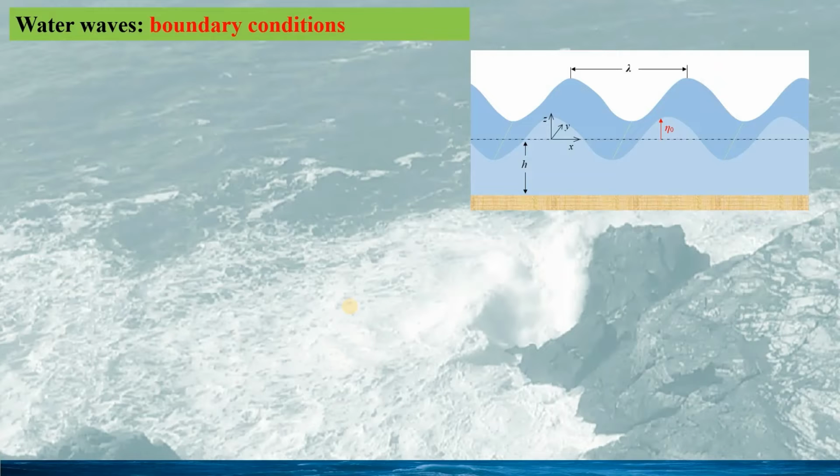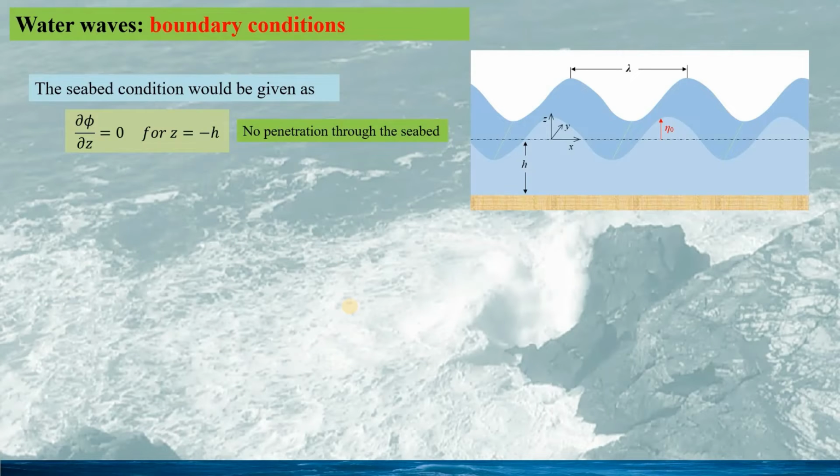To solve the wave potential function, we must specify the relevant boundary conditions. The first boundary condition is the seabed condition, given as this, meaning that the vertical fluid velocity is 0 at the seabed for z equaling to minus h. This can be understood. There is no penetration of the fluid through the seabed, that is, no penetration seabed condition.